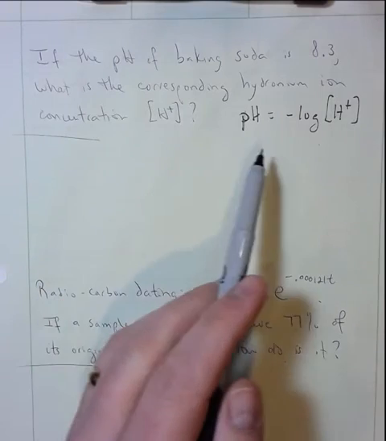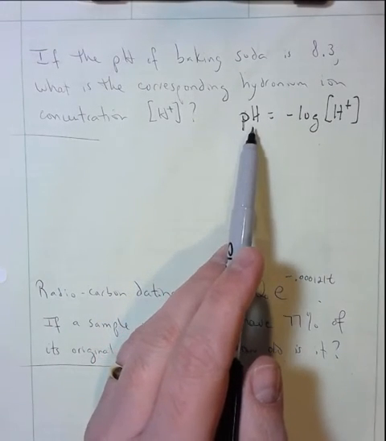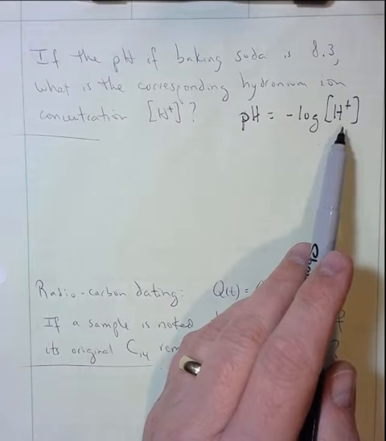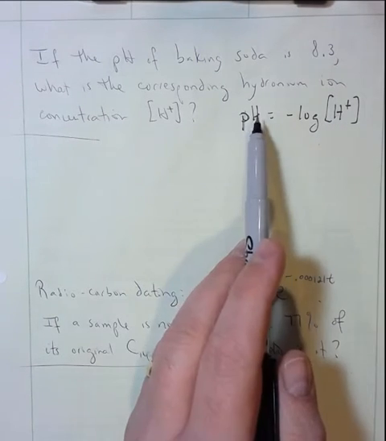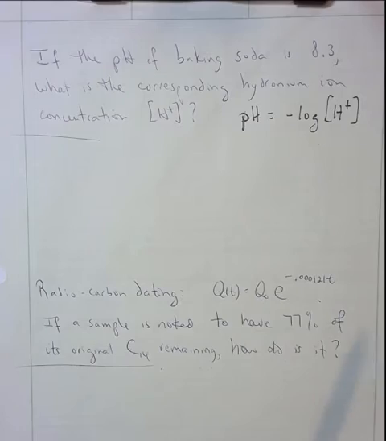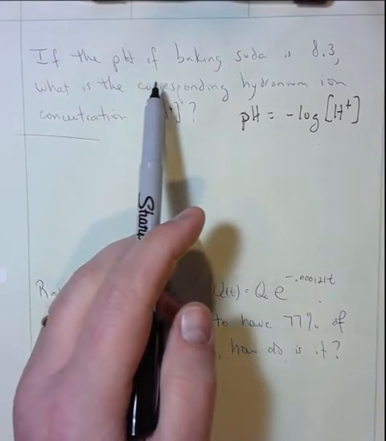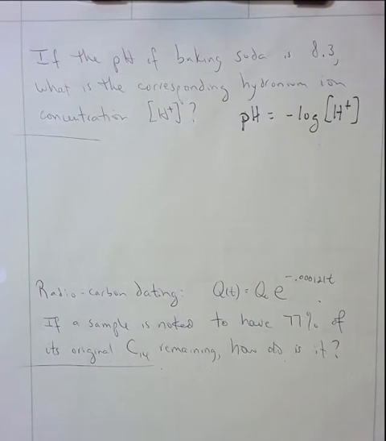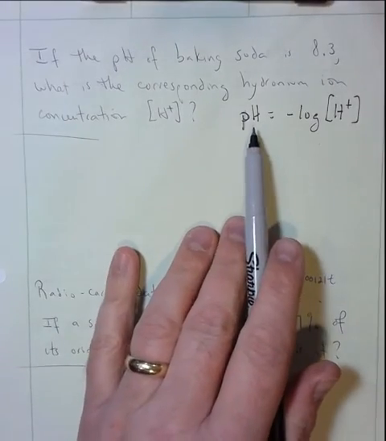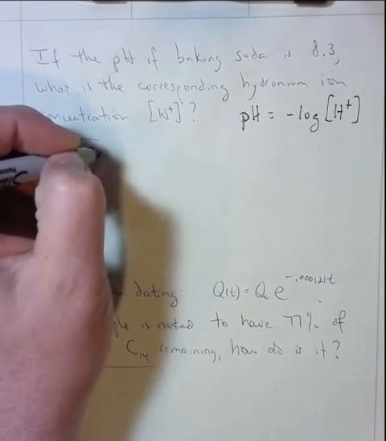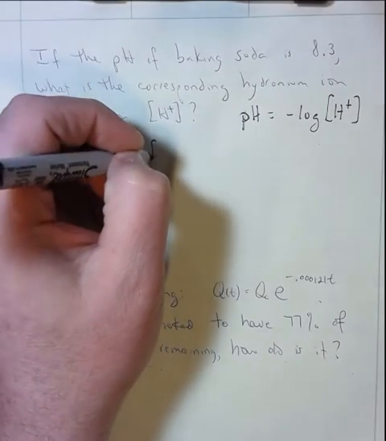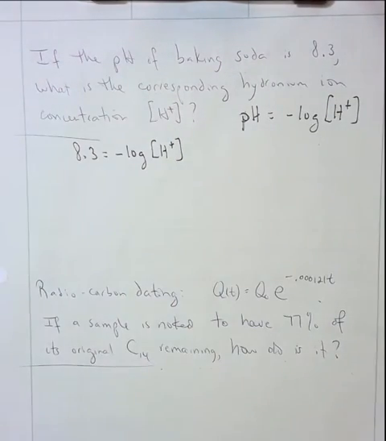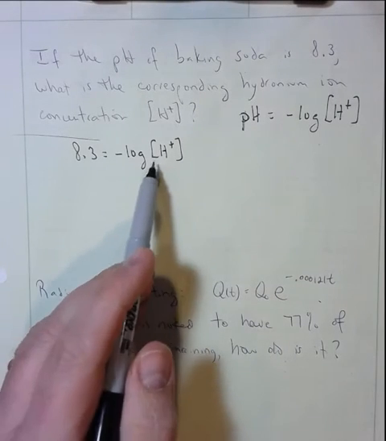And so here, there's only two options. Either you're given a pH and you're asked to calculate this concentration, or you're given this concentration and you're asked to find the pH. That's the only two ways this is going to work. And right here we have a problem where we're told the pH of baking soda, which is not acidic, it's alkaline, is 8.3. What's the corresponding concentration of hydronium ions? So we're given the pH value of 8.3, and we are asked to find the unknown concentration of hydronium ions. So we need to dig this out.